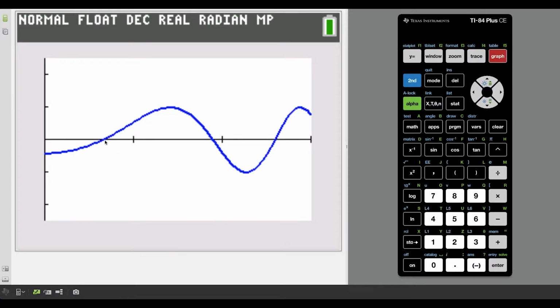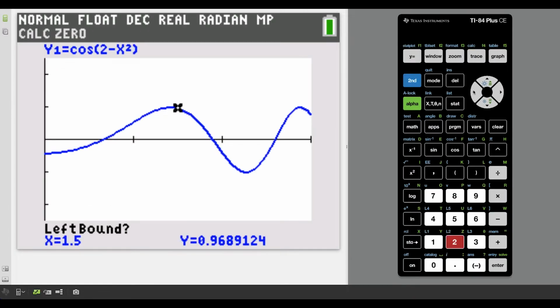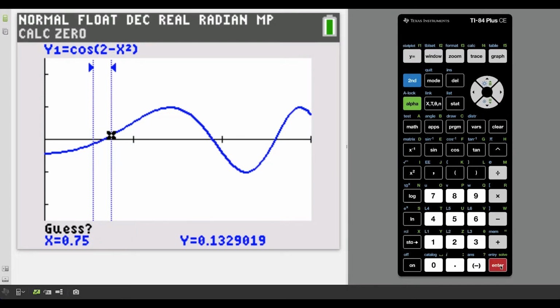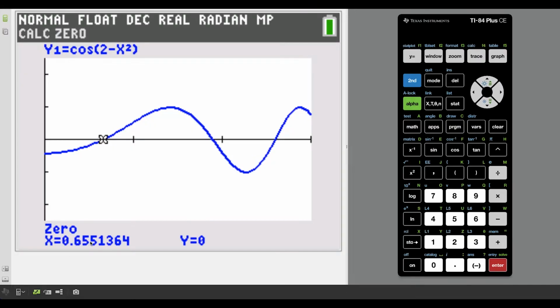Because see, the first root occurs here. So second trace 0, and we're tracing the first time the velocity is equal to 0. So here's our velocity graph. And velocity, the first time it equals 0 is going to be here at this time. So we have t equals 0.655.